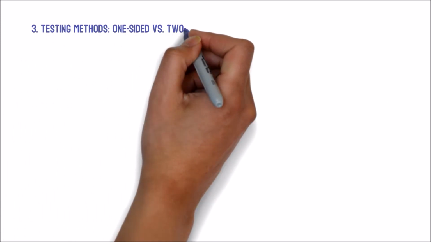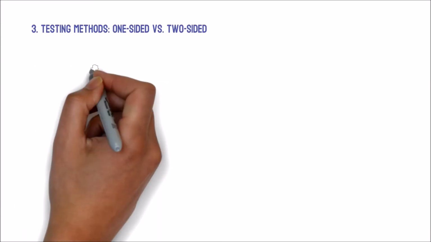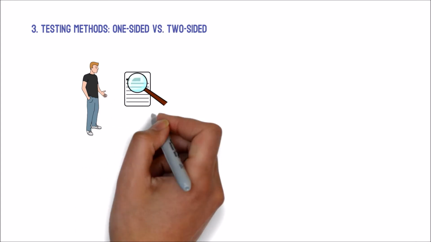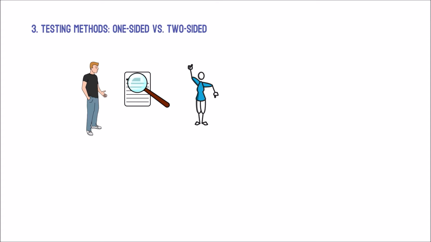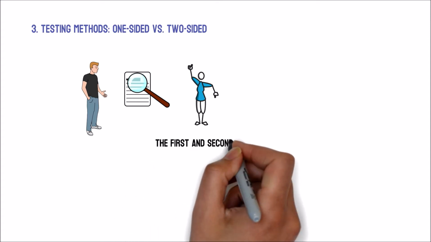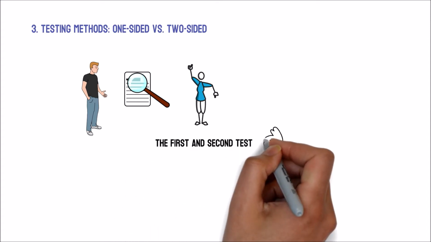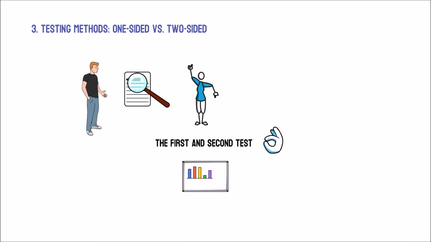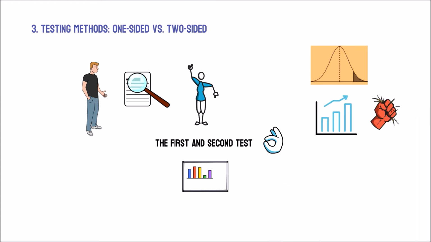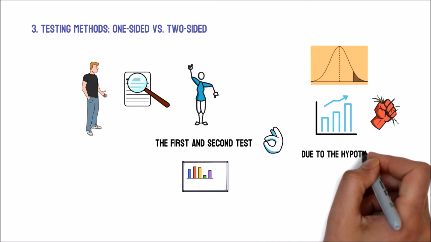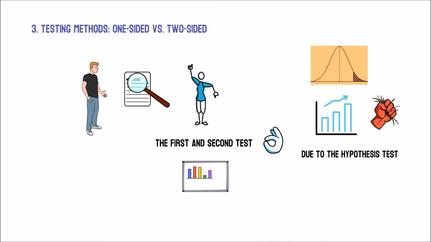Testing methods: one-sided versus two-sided. When it comes to testing your assumption, it is critical to choose the proper testing procedure. The one-sided and two-sided tests, often known as the one-tailed and two-tailed tests, are the two most popular inferential statistics techniques. A one-sided test is typically used when you have a strong belief regarding the direction of change you expect to see when conducting a hypothesis test. However, when you are unsure about the direction of change, you will do a two-sided test.